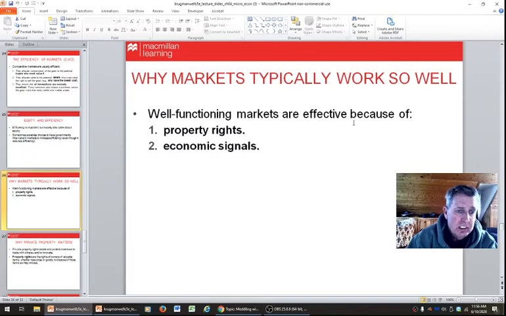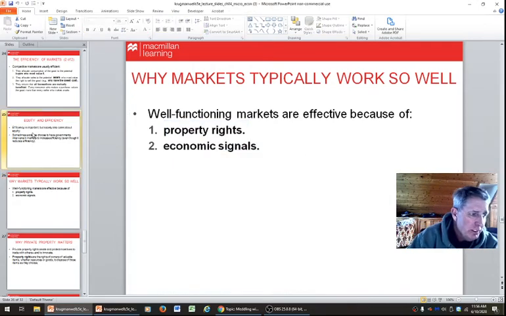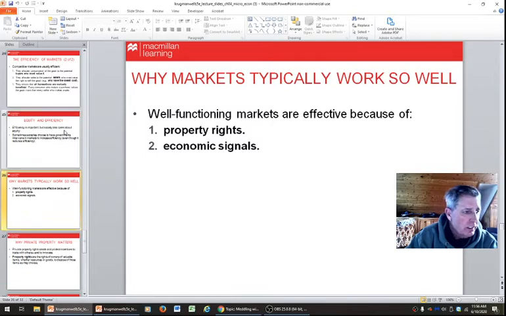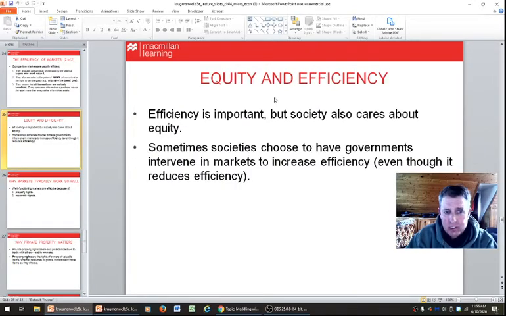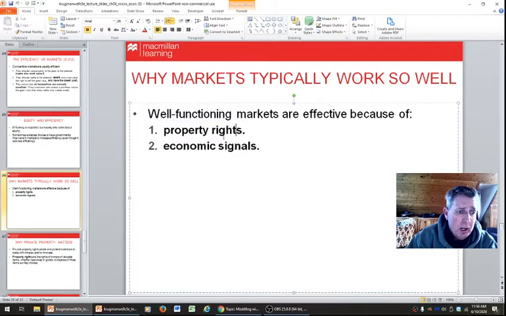Well-functioning markets are effective because of property rights and economic signals. Now they go back, after this weird equity and efficiency thing. This is why it's so easy to be a libertarian, because you can just go, no, that doesn't make any sense to me. And then they're back to property rights. Well, if property rights are first in the hierarchy, okay, that means zoning shouldn't exist, right?